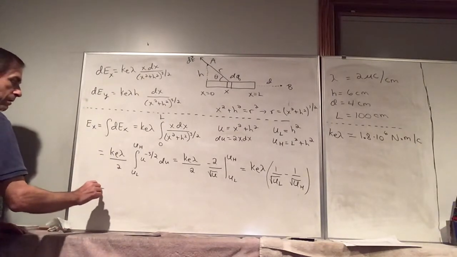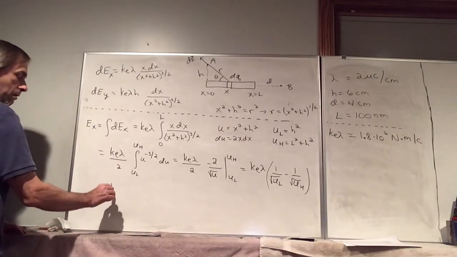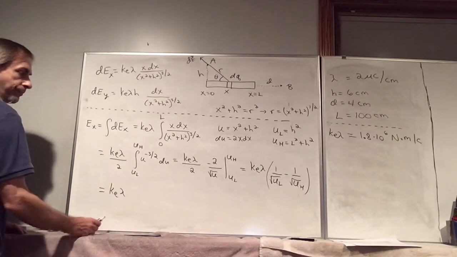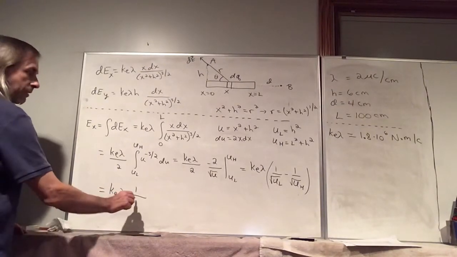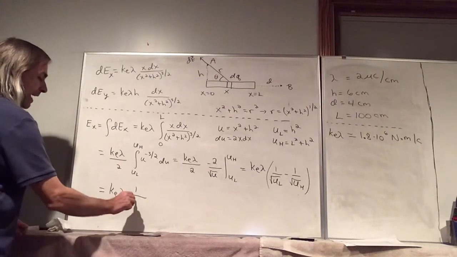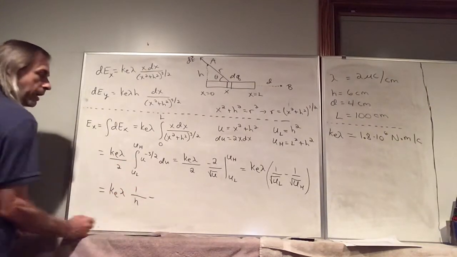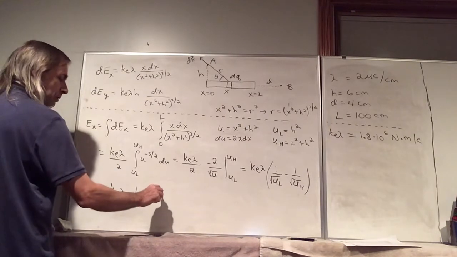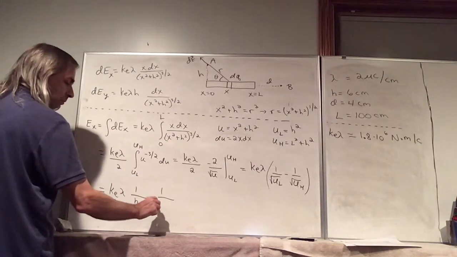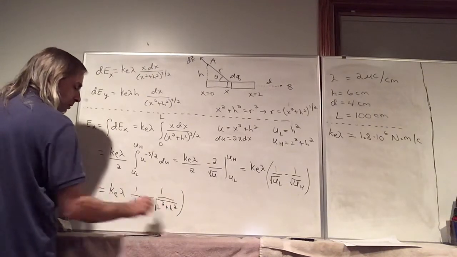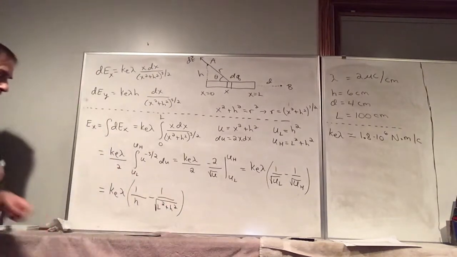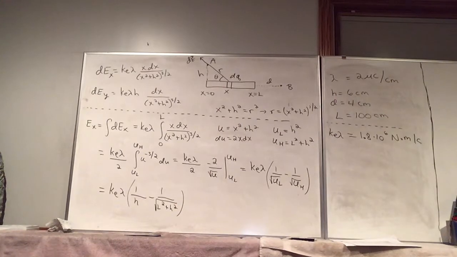Let's do this. We have ke lambda, 1 over h, since the square root of ul is just h, and then minus the second term. Okay, and so I guess that'll be our final form for the x component.